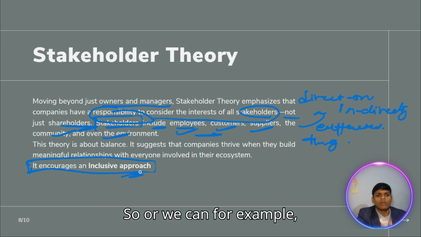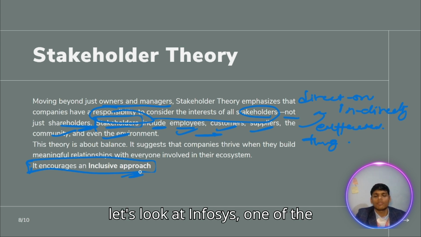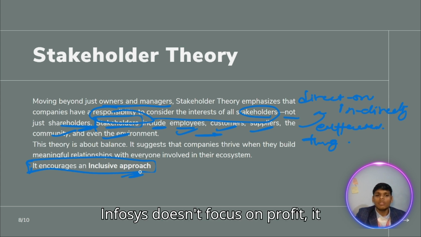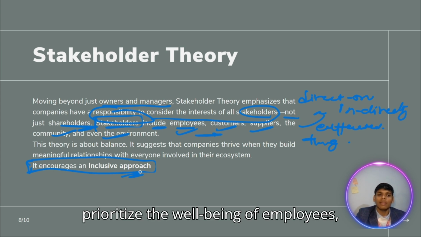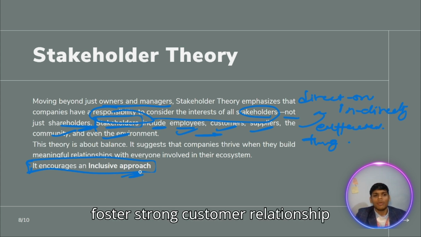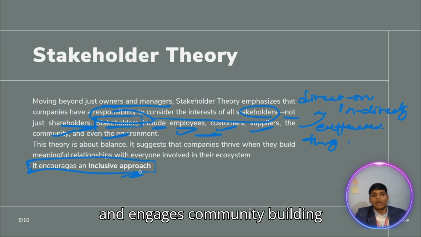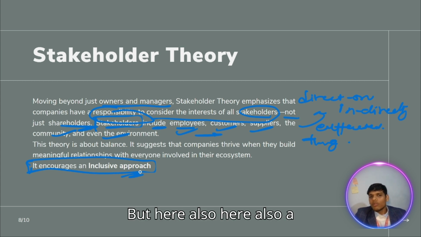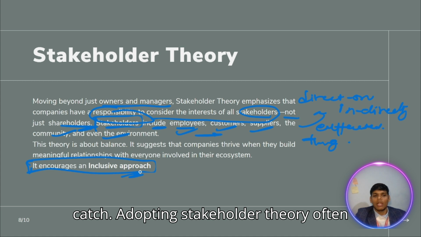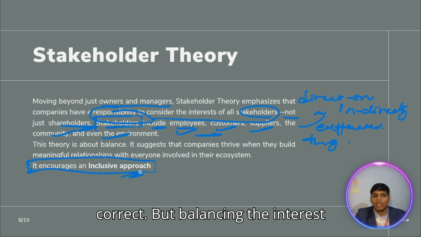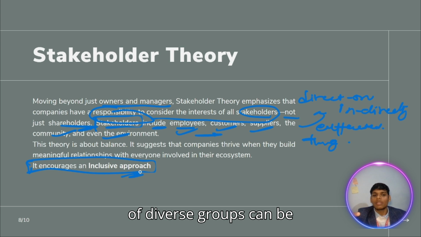For example, let's look at Infosys, one of India's leading IT giants. Infosys doesn't focus only on profit. It prioritizes the well-being of employees, fosters strong customer relationships, and engages in community building initiatives, or we can say CSR activities. But here also there is a catch. Adopting stakeholder theory often results in sustainable growth. That's correct. But balancing the interests of diverse groups can be challenging.